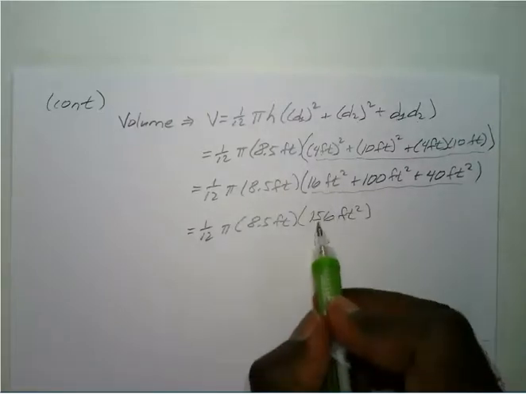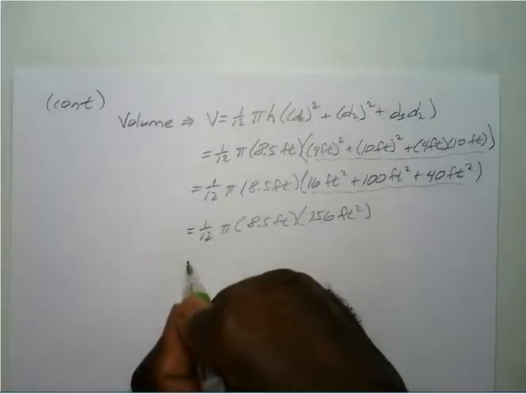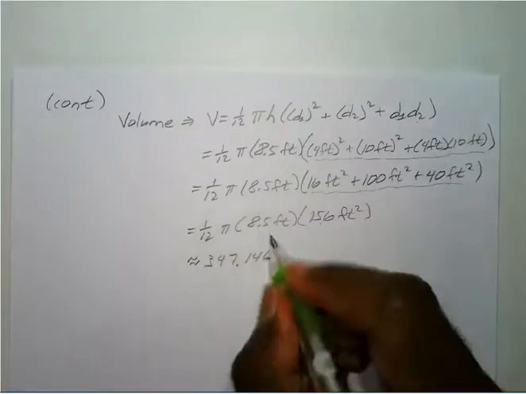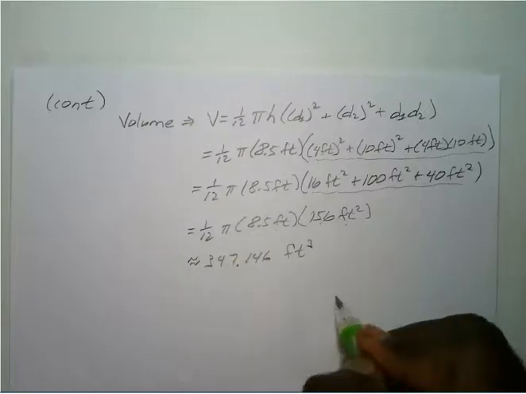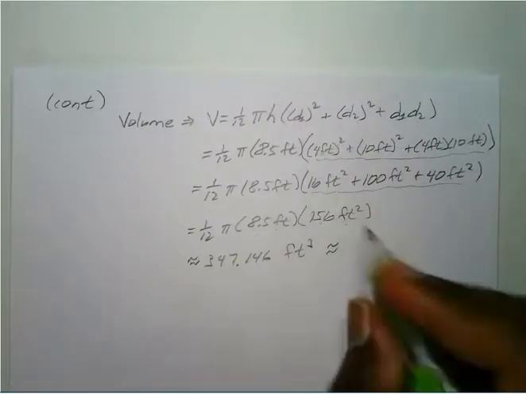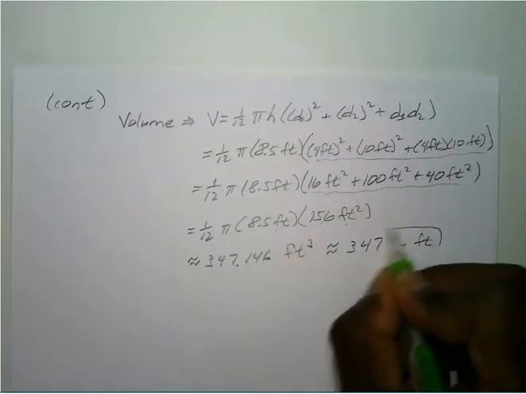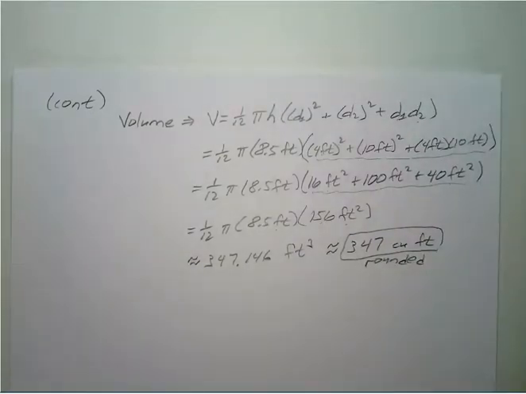Okay, so if we get 156 times 8.5 times pi divided by 12, we get approximately 347.146 cubic feet. Because we have square feet times feet, it's cubic feet. And rounded to the nearest whole number, we get 347 cubic feet as our rounded value. All right, so hopefully this all made sense, and I will see you on the next video.